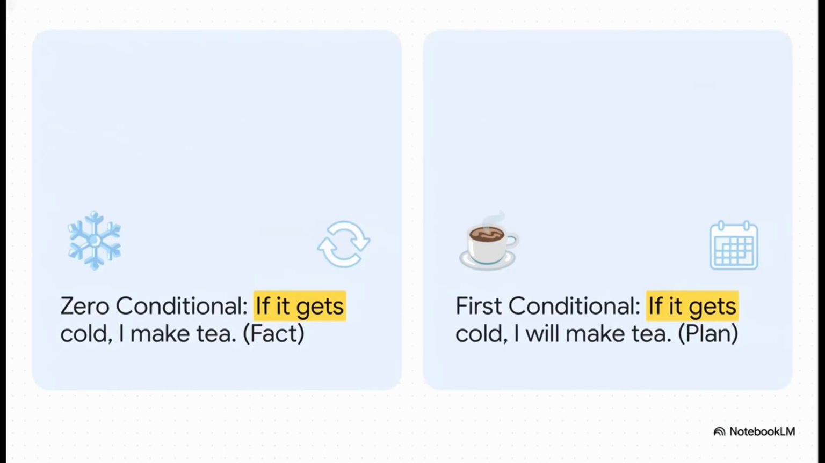Let's put these side by side really quick. If it gets cold, I make tea is your zero conditional. That's a general daily habit, a literal fact about me. But add the word will to make it a first conditional. If it gets cold, I will make tea. See how the focus shifts? It moves from a general universal truth to a specific planned possibility for the future. It's the exact same core idea, but a completely different reality level.